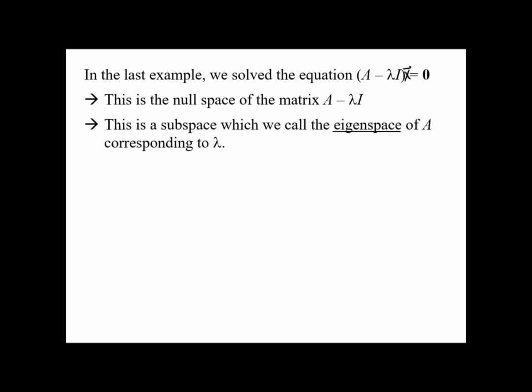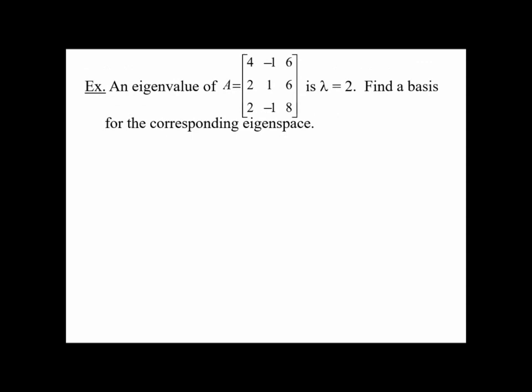So the solution to this equation gave us the null space of A minus lambda I. This is a subspace. We're going to call that the eigenspace because, again, in this chapter, everything starts with the prefix eigen. It's the eigenspace of A corresponding to that eigenvalue lambda. And so, we're told here in this example that lambda equals 2 is an eigenvalue, and we want to find a basis for the corresponding eigenspace.